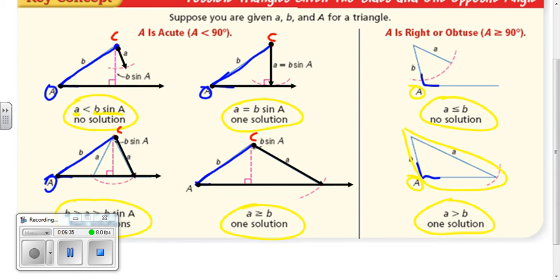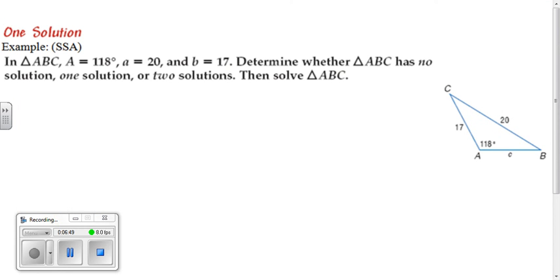So you can always tell whether or not we will actually be able to make triangles from this, either 0, 1, or 2 triangles, based on how a corresponds to b and how they both correspond to b times sine of angle A. So, in this situation, we want to determine whether or not ABC has one solution, no solutions, or two solutions, then solve for ABC.